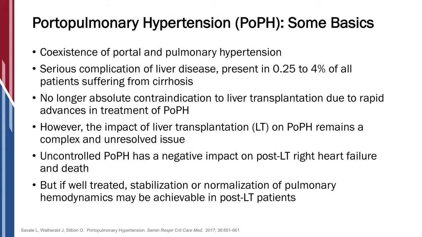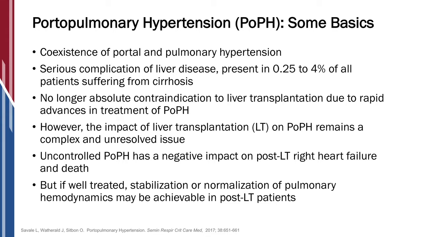It occurs in about 1/4 to 4% of all cirrhotics, based on whatever data you look at. There is a range, but you know that it's going to develop in a fraction of your cirrhotic patients. It used to be a contraindication to proceeding to liver transplant, but now we know that if we treat it aggressively and meet our hemodynamic goals, patients can be safely transplanted.